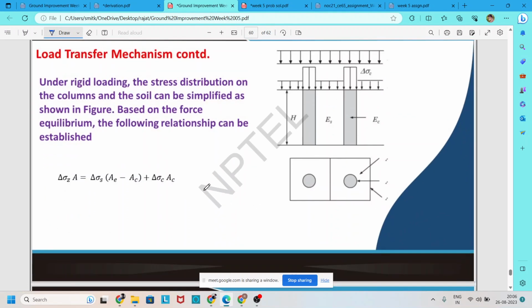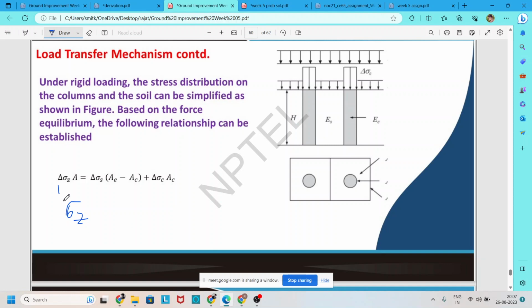So now we find out the total stress or total load applied to the one unit cell for rigid loading. Rigid loading in the cell means settlement is uniform, that means equal settlement. We know that for equal settlement, more stress is taken by the column and less stress is taken by the surrounding soil.